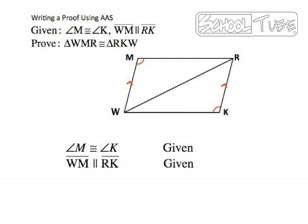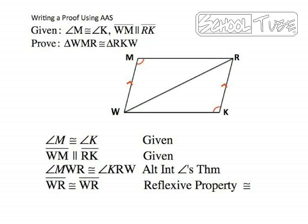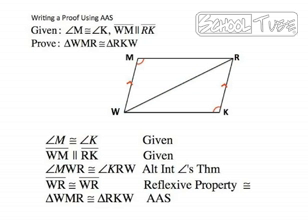So here's angle M and here's angle K again. We're also going to pull out the other piece of given information, and that's that segment WM is parallel to segment RK. Next we're going to say that angle MWR is congruent to angle KRW because of the alternate interior angles theorem. And next we know that segment WR is congruent to itself, segment WR, because of the reflexive property of congruence. And finally we can say that triangle WMR is congruent to triangle RKW because of angle side.